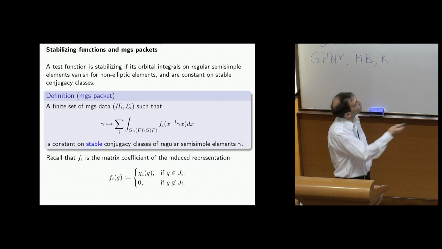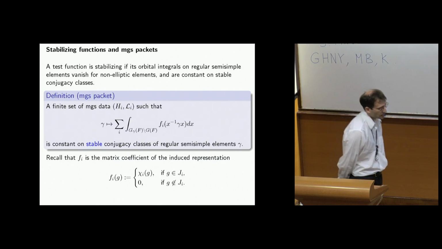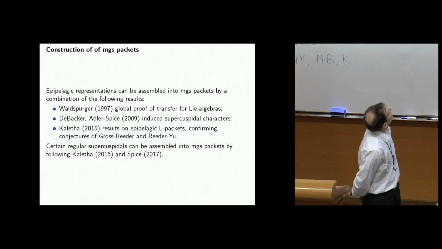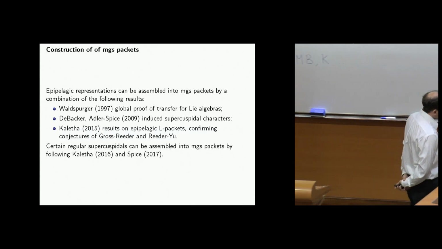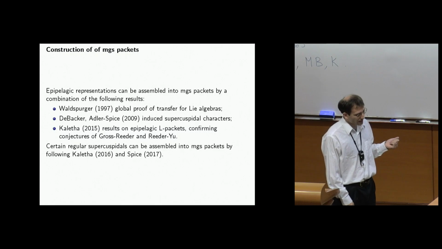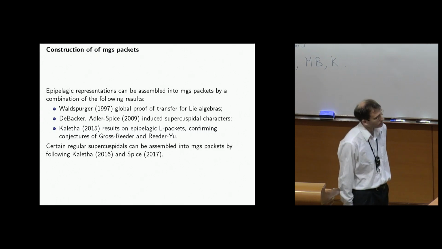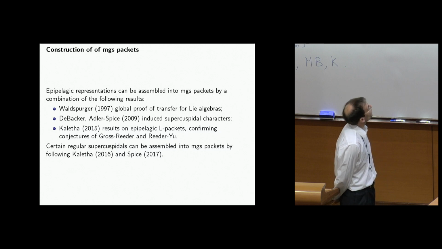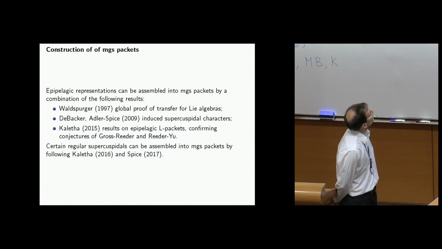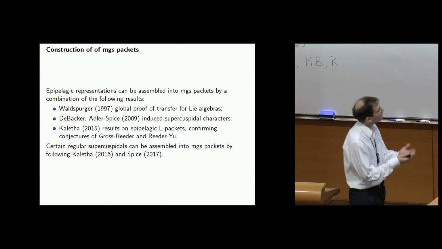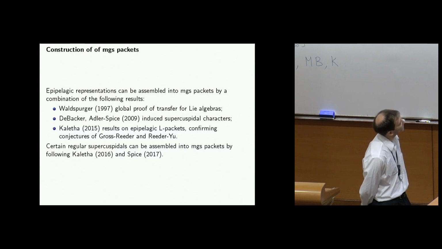What packet means is that you have stable orbital integrals. It's not directly needed, but it's very, very important: how do you construct an MGS packet? There is also lots of work on this, and I want to especially highlight the work of Caleta. He gave a talk actually on supercuspidal L-packets. And so the character formulas of Adler and Spice, and there has been lots of progress on this.